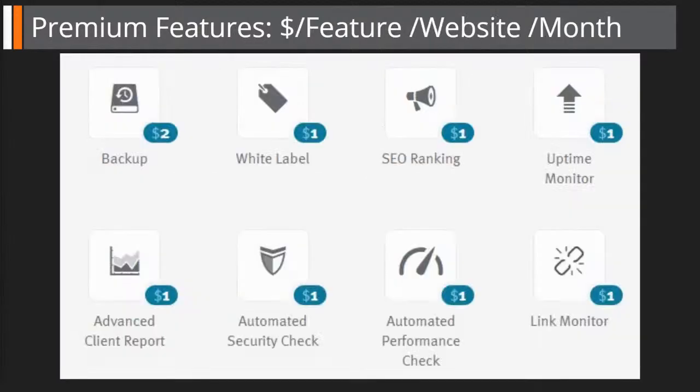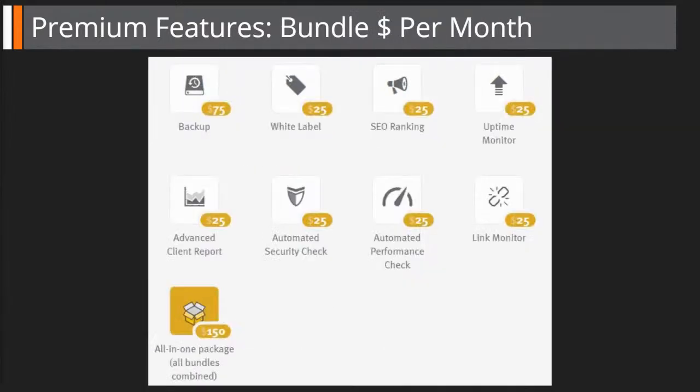So with the previous one, you're picking which features you want and paying per feature, per website, per month. But the bundle allows you to group stuff together, and you pay a fixed price per month, but that limits you to 100 websites. So if you have 101 websites and you still want to use the premium features, you need to take out another bundle and stack them on top of each other.